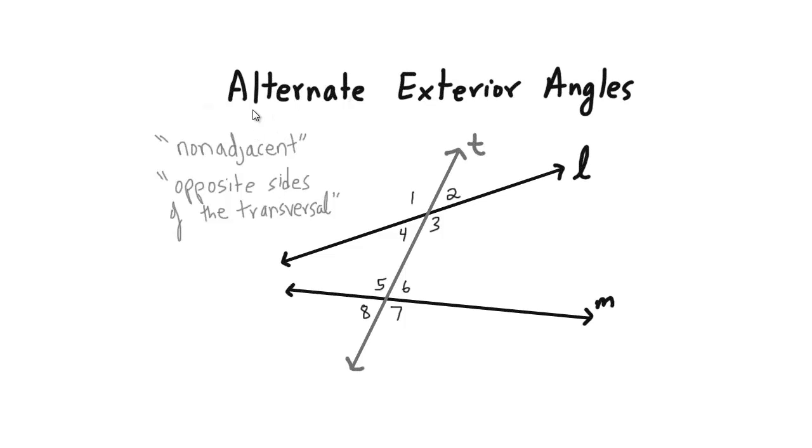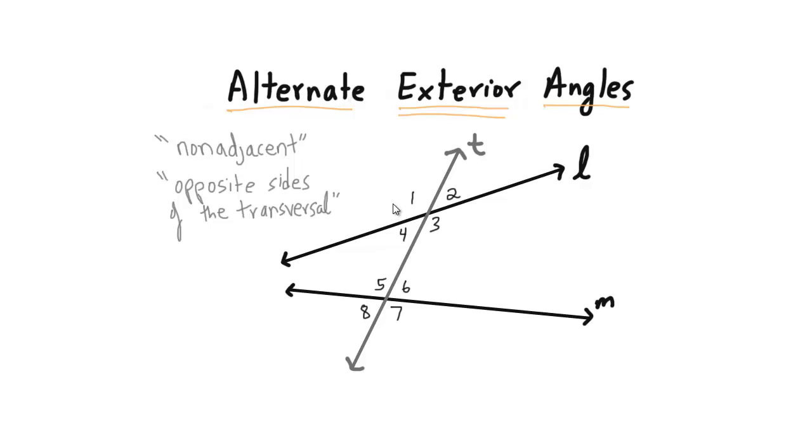Alright, so now we're ready to take a look at alternate exterior angles. And similar to alternate interior angles, they have to be non-adjacent, meaning they can't be next to each other, and they have to be on opposite sides of the transversal. And the other thing we have to keep in mind is that they are on the exterior space. So we're looking at angles 1, 2, 7, and 8.